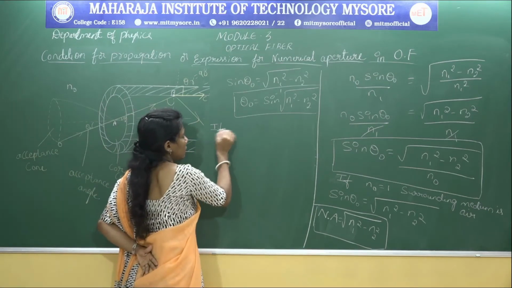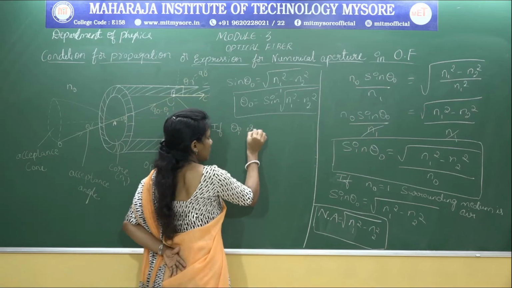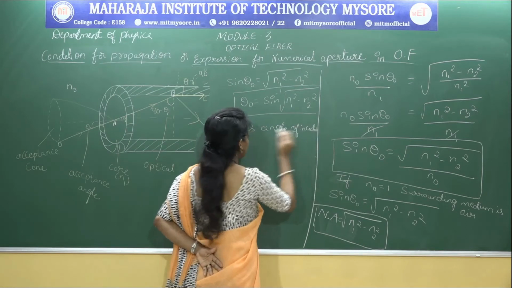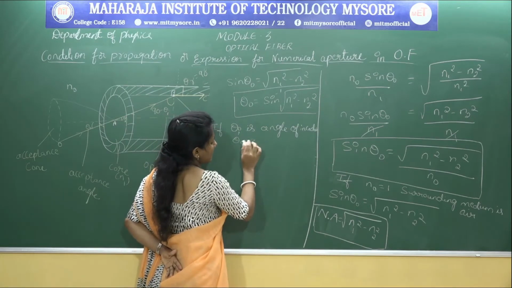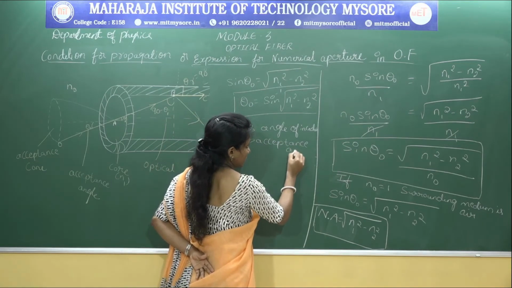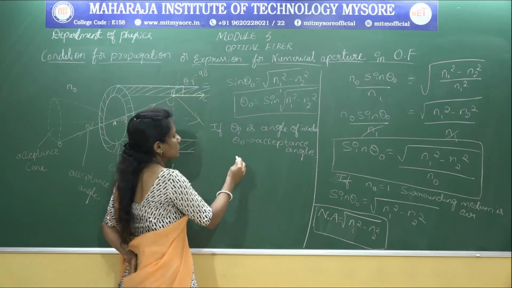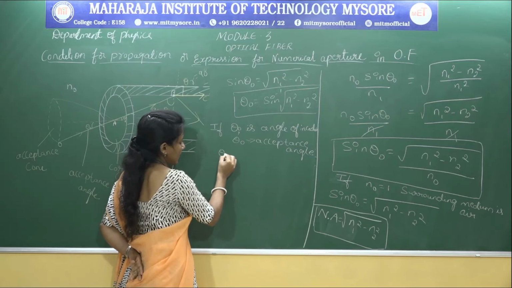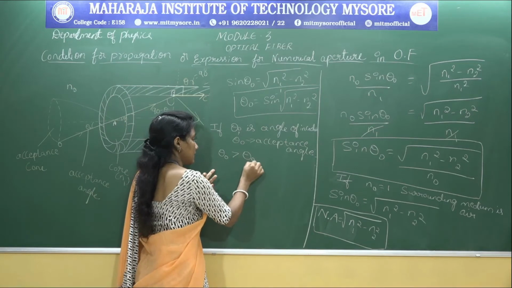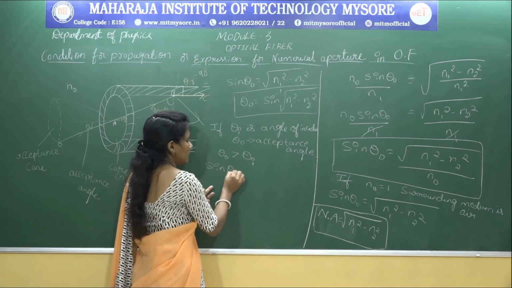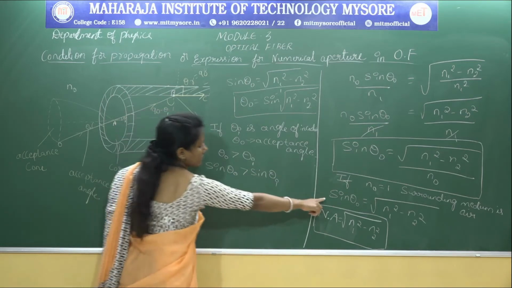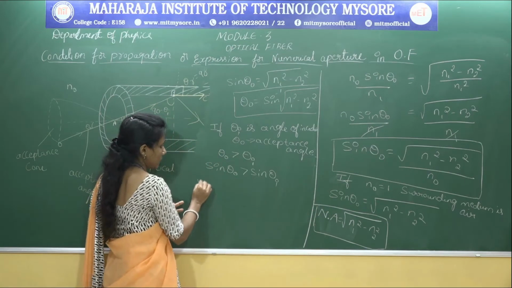If theta I is the angle of incidence, and theta naught is the acceptance angle, then the condition for light to propagate inside the optical fiber is that theta naught is greater than theta I. Applying sine on both sides, sin theta naught is greater than sin theta I, and the value of sin theta naught is root of n1 square minus n2 square.